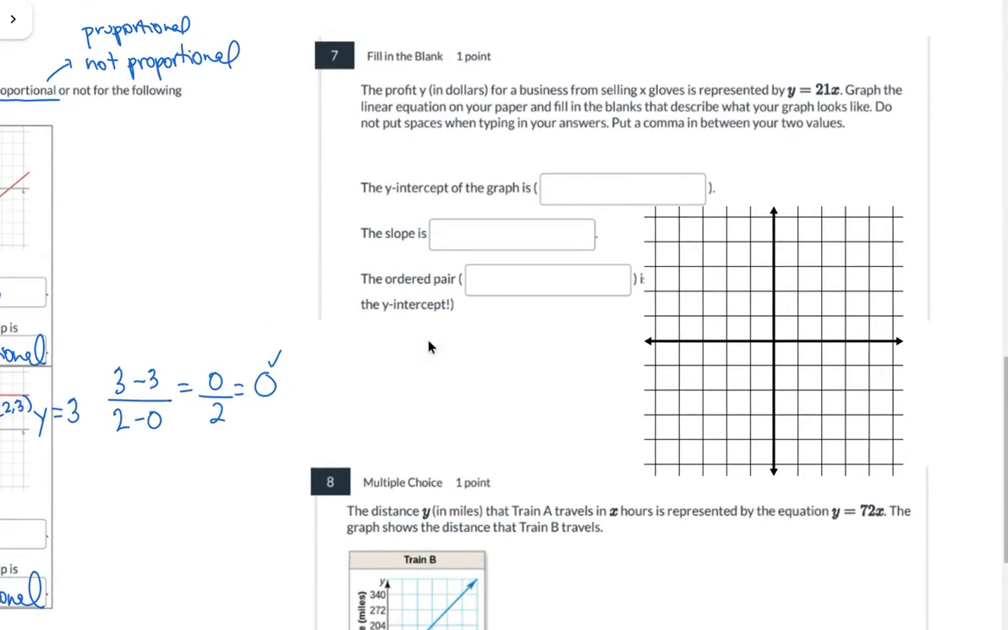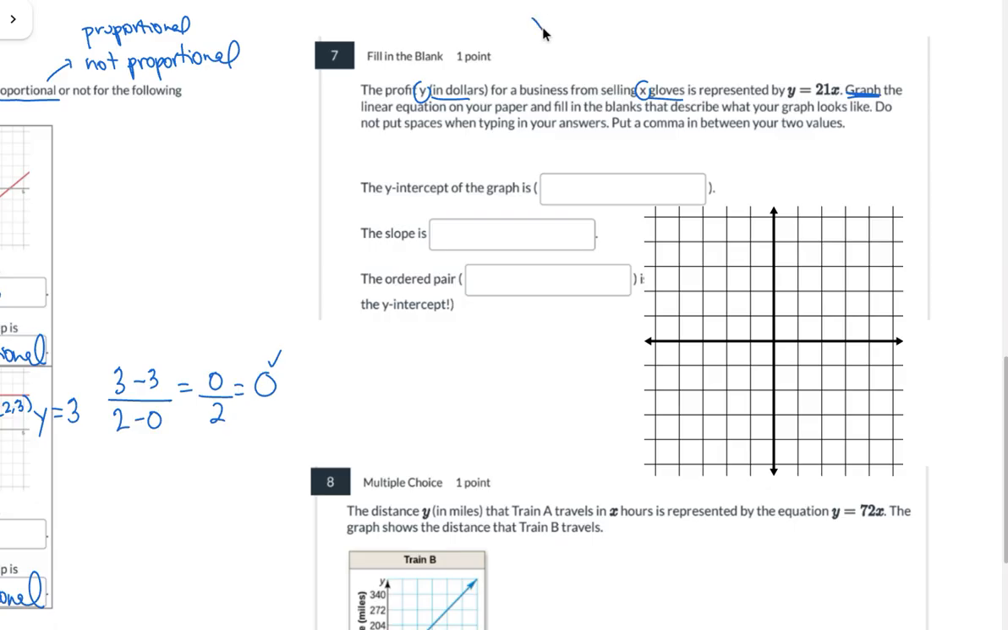All right? It says the profit y in dollars for a business from selling x gloves is represented by y equals 21x. Graph the linear equation on your paper, meaning you needed to graph here. Many people did not do that. And fill in the blanks that describe what your graph looks like. Do not put spaces when typing in your answers. Put a comma in between your two values, okay?